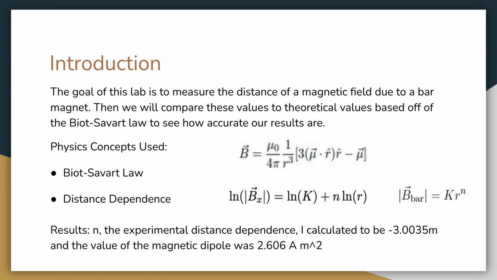Then we will use a computational model to compare our experimental results to our calculated results to see how accurate they are. This lab includes several physics concepts such as the Biot-Savart law that helps calculate the magnetic field. Our results from the lab include that the distance dependence is negative 3.0035 meters and the value of the magnetic dipole was 2.606 amperes meters squared.